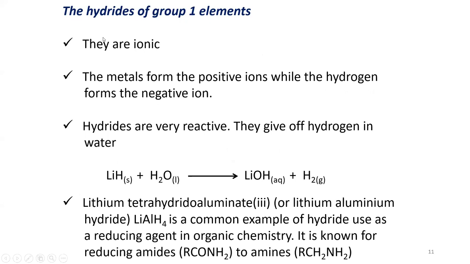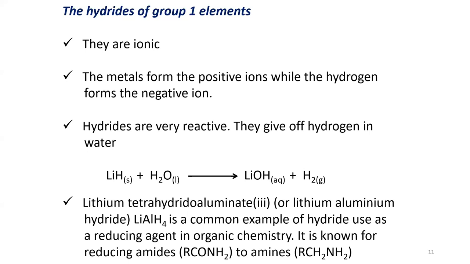Now, the hydride compounds are usually ionic. The metals form positive ions, while the hydrogen forms the negative ion. So when they form their compound, invariably the metal forms the positive ion while the hydrogen forms the negative ion. The hydrides are very reactive, and when they react with water, they usually give off hydrogen, forming the hydroxide.